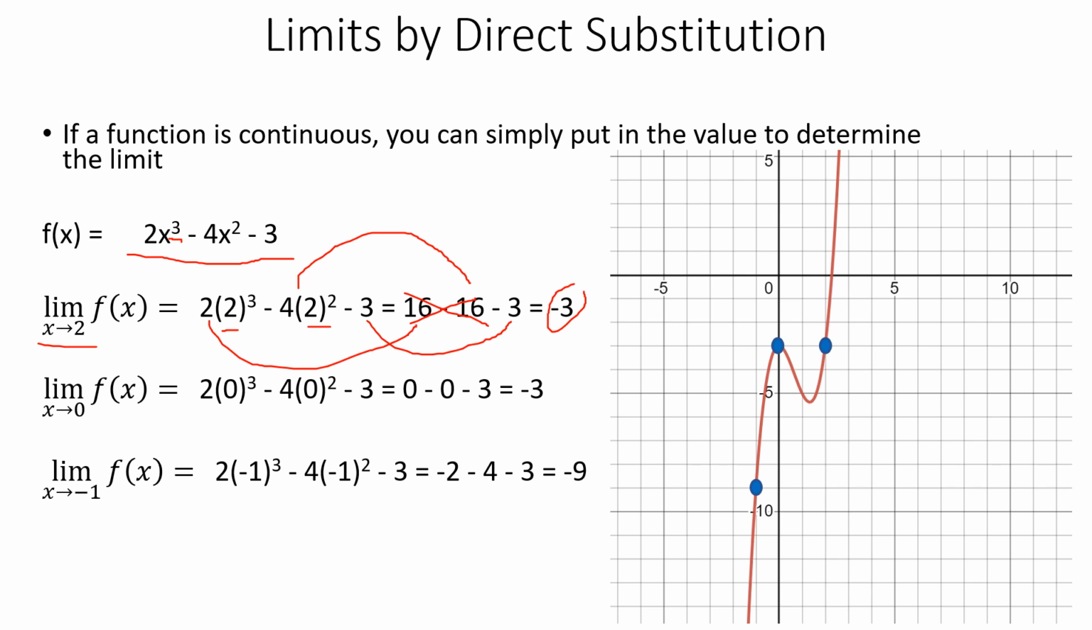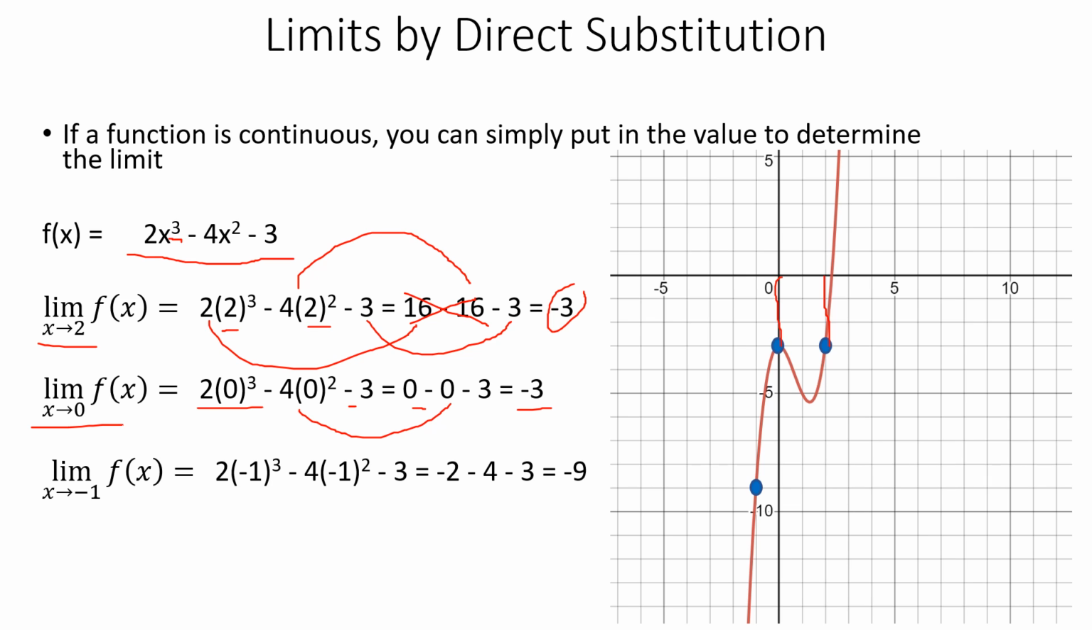So x approaches 2. Here's 2 right here. f of x is approaching -3. I put in 0. 2 times 0 cubed is 0. -4 times 0 is 0. And I'm left with -3. And I put 0 here for the x. My f of x is also -3.